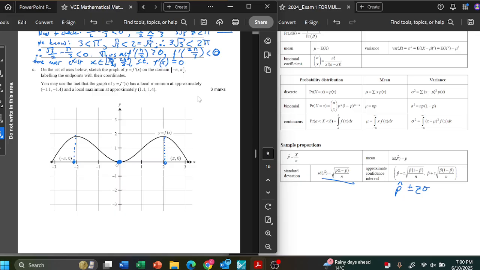So we can go ahead and label the local maximum, which occurs at 1.1, 1.4. So that's going to be somewhere around there. So let's go ahead and label that 1.1, 1.4. And we're also going to label our minimum, which is at negative 1.1, negative 1.4. Those are the points of interest. We're also interested in the endpoints once again. So just be careful when you're drawing these things to label those endpoints. So the endpoints here, the domain is negative pi to positive pi.